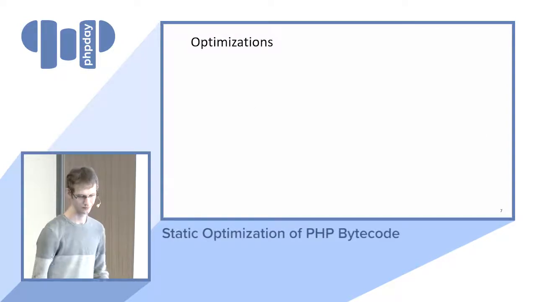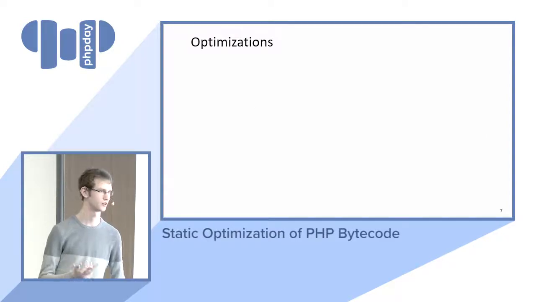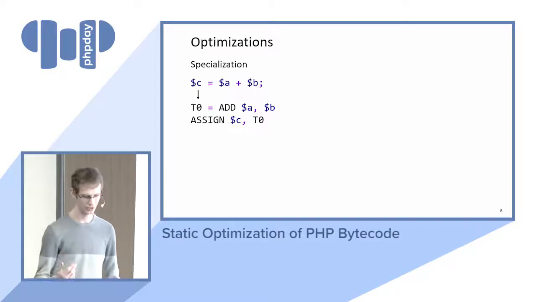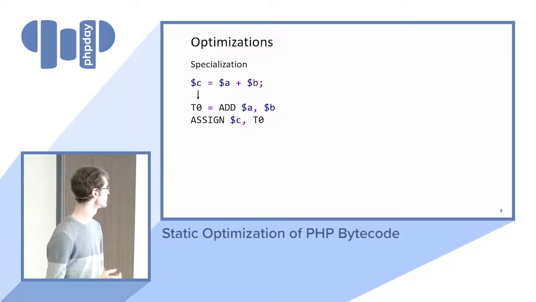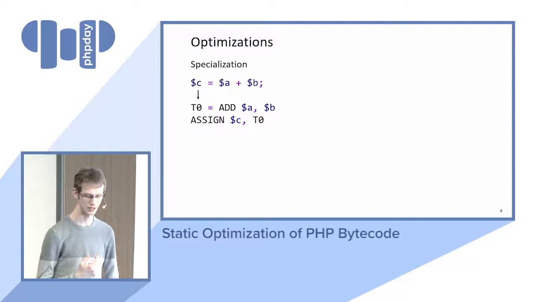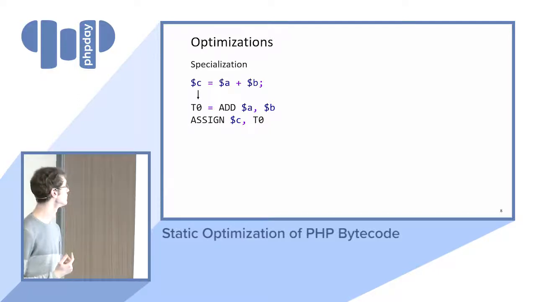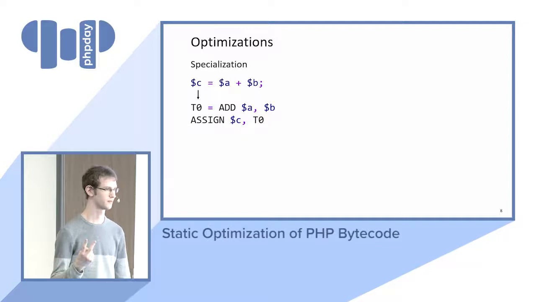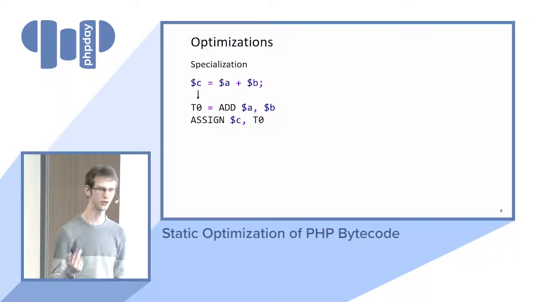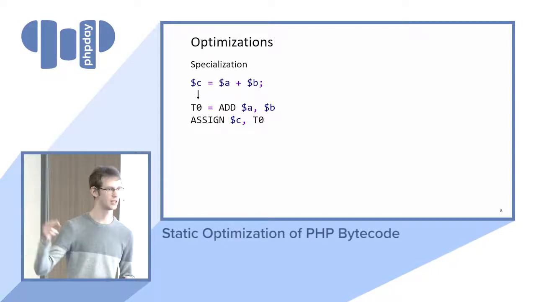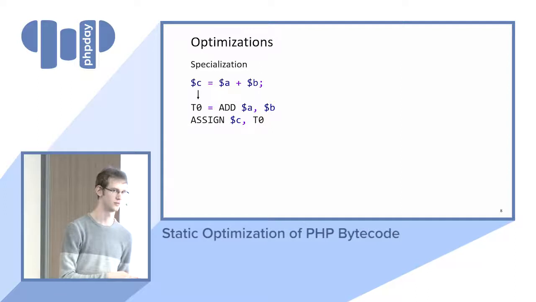So, we want to optimize instructions. There are a couple of general classes of optimizations we are interested in. The first one is something called specialization. So here is a very simple piece of code. So just C equals A plus B. And this code compiles to two instructions. So the first one is an addition between A and B, and the result is written into a temporary. And then in a separate instruction, this temporary is assigned to the actual variable.